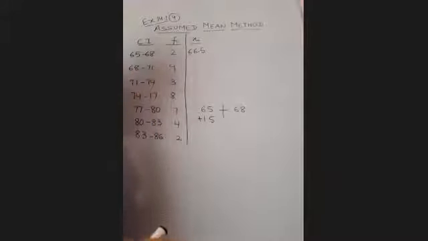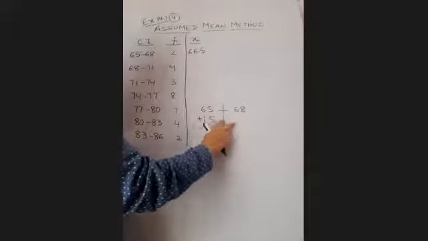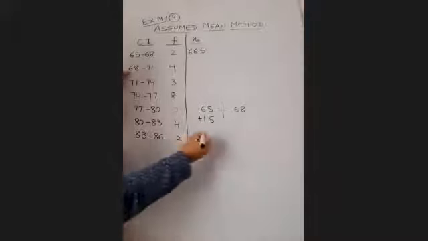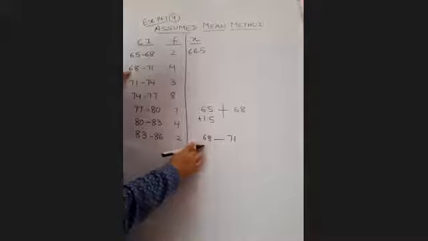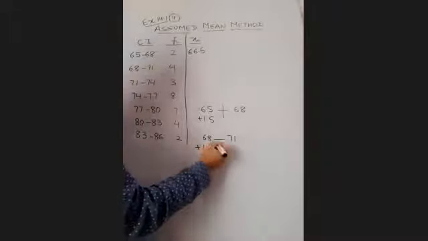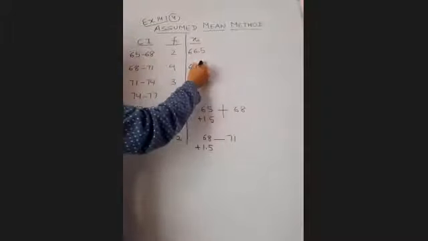Children, please mute yourself. 65 and 68. Class size is 3, half is 1.5. You can just have a check here. Next, 68 to 71. 71 minus 68 is 3. Half of 3 is 1.5. So add 1.5, and the next will be 69.5.